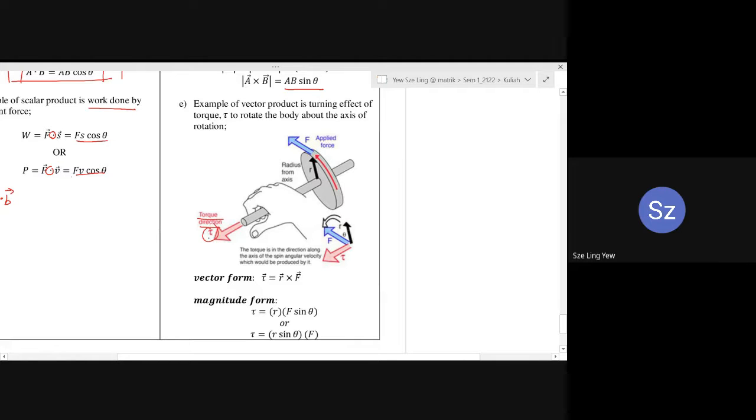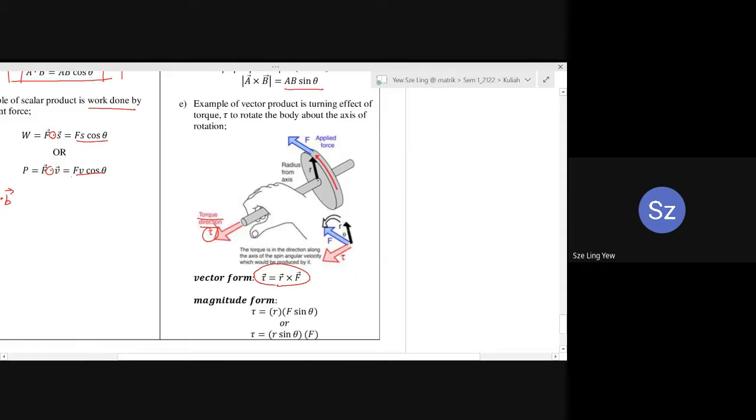Torque, maybe you don't know what it is yet, but at least you know how to determine its direction. So torque equals R cross F. This is the definition of torque. R represents the radius. By right, radius shouldn't have a direction, but we just take it as a direction from the origin towards the edge of the disc.